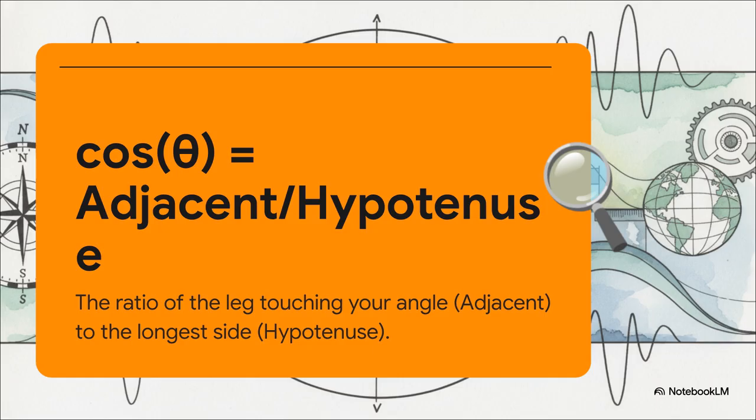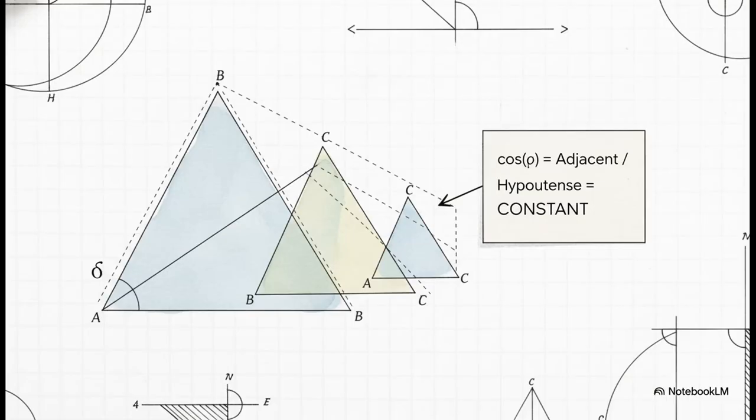Now, the magic word here is adjacent. It's the leg of the triangle that is literally touching the angle you're looking at, just not the hypotenuse, of course. And what's so cool about this, just like with sine, is that this ratio is always constant. It doesn't matter if you have a teeny tiny little triangle or a huge one. If they have the same angle, that ratio of adjacent to hypotenuse is going to be exactly the same. It all just scales up and down perfectly, keeping that ratio totally locked in.